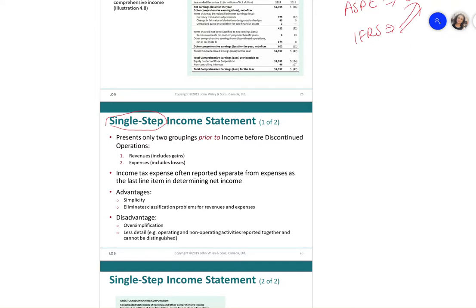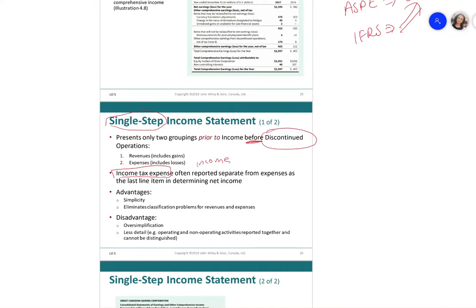You can have selling expenses, administrative expenses, different types of expenses. There's no difference between those. Everything is put in together before the discontinuing operation. And once you have revenue minus expenses, you have an income, and on that income you're going to pay taxes, and that becomes your income from continuing operation. That's what you have learned up to now.